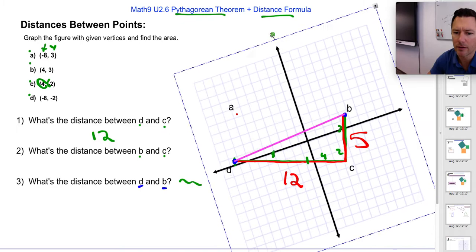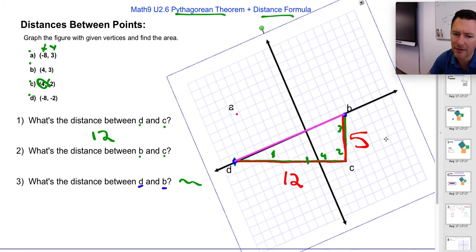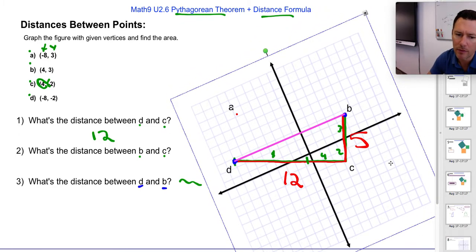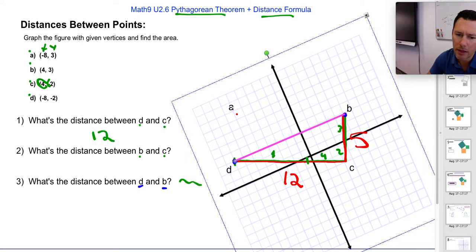Let's see if we can do this. So you'd have to do like that, right? And then count from here to there. Ready? 1, 2, 3, 4, 5, 6, 7, 8, 9, 10, 11, 12, 13, right? Man, there's got to be some better way than that. And there is. It's called the Pythagorean theorem and the distance formula. And that's where we're going.